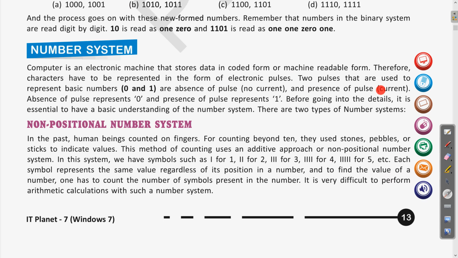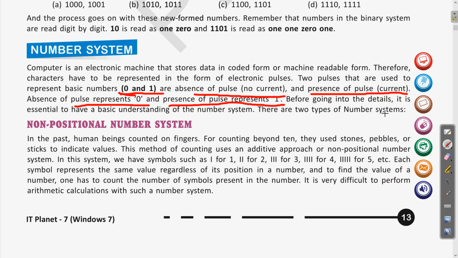Two pulses that are used to represent basic numbers 0 and 1 are absence of current and presence of current. As we have discussed, in the computer system we are using 0 and 1, and when there is absence of pulse or no current it is 0, and when there is presence of current then it is denoted as 1. The same is written here as well. So absence of pulse or current is 0, and presence of pulse or current is denoting 1. Clear?